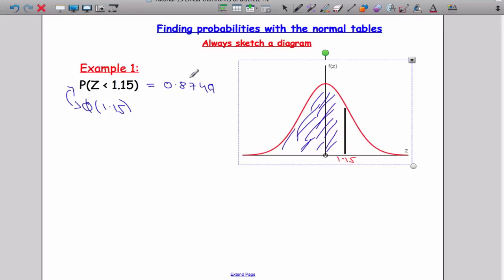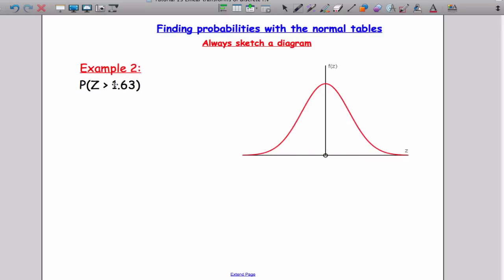Let's take a look at another example. I'm asked to find the probability that Z is greater than 1.63. So again, I know that this is 0 here.